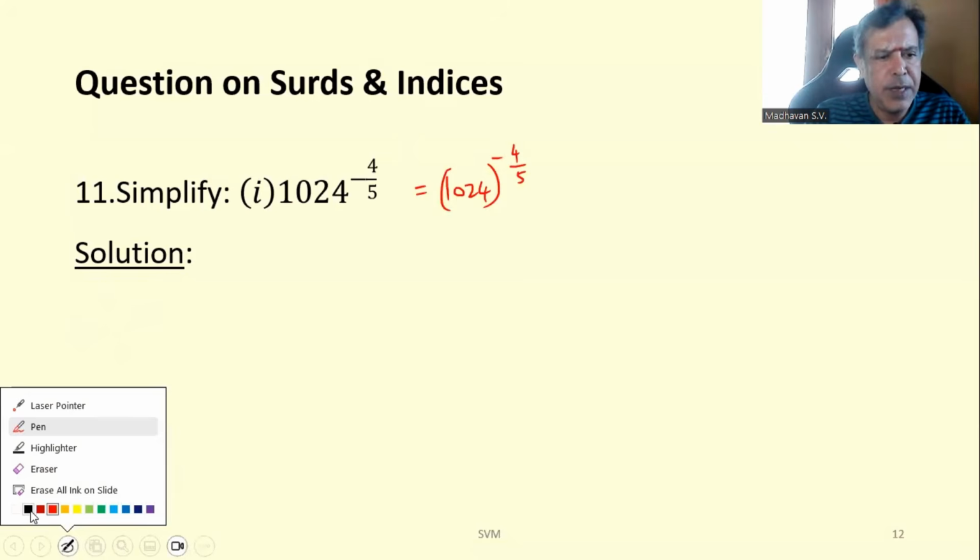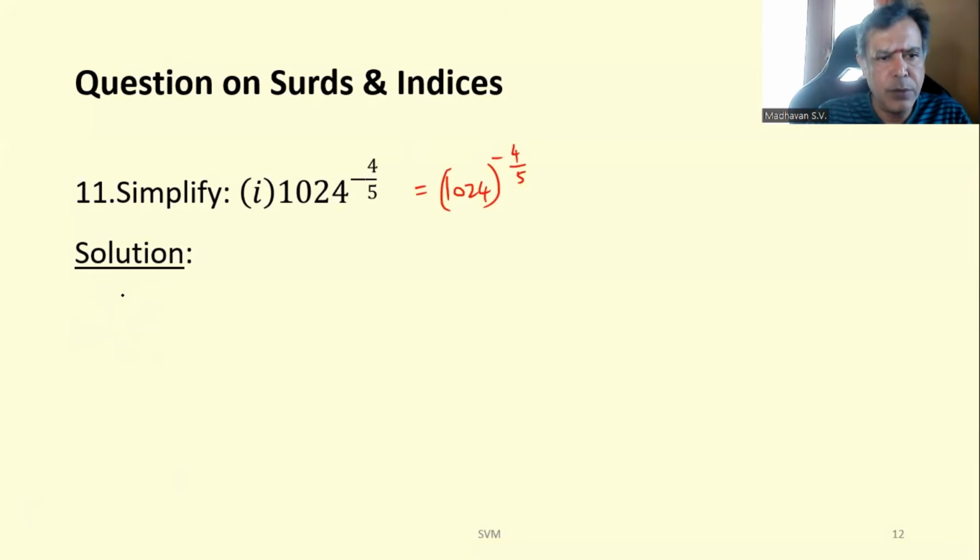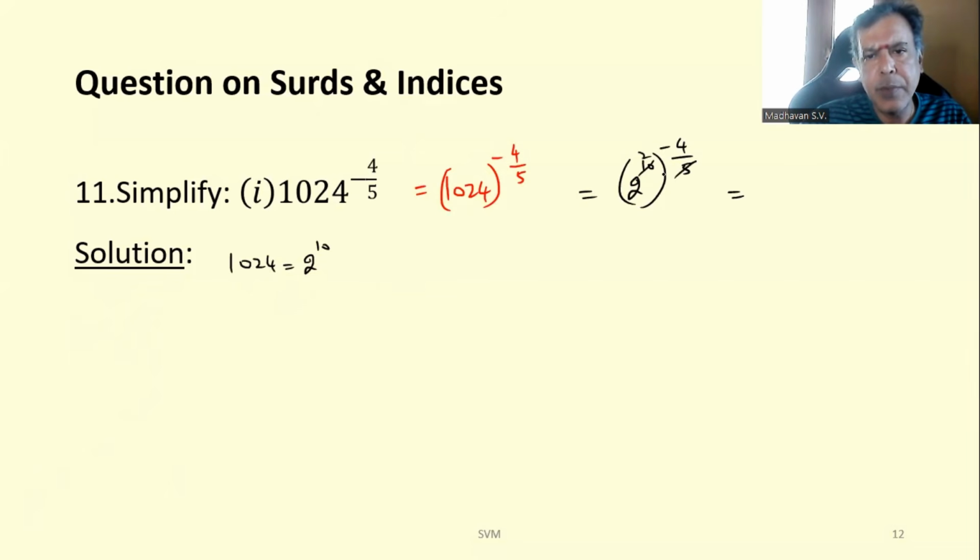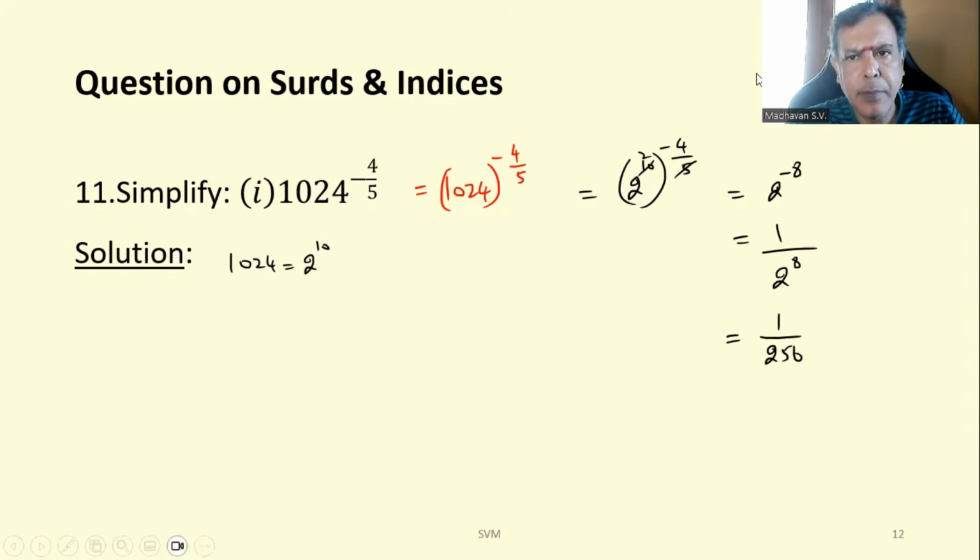Now for doing this, we need to first factorize 1024, or we know 1024 is nothing but 2 to the power of 10. So therefore, this is 2 to the power of 10 to the power of minus 4 by 5. That can be simplified. This goes with this 2 times. That means it becomes 2 to the power of minus 8, which is 1 by 2 power 8. 1 by 2 power 8 means 1 by 256. That is the solution for this. Let us move on to the next question.